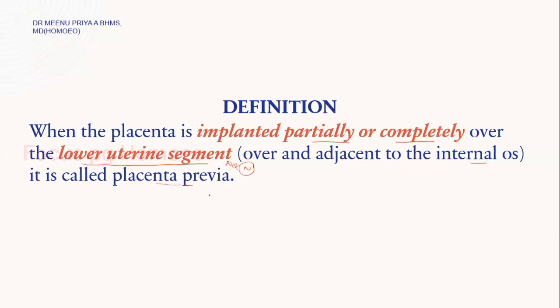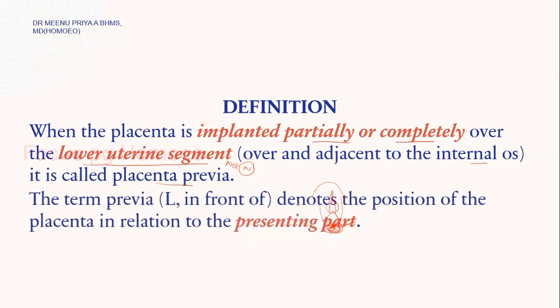Now, why is it called placenta previa? Because of its relationship with the presenting part. Once the fetus is lying, if the head is here and the placenta is here, you will get to know that it is a problem, because the descent and expulsion of the fetus becomes difficult. That is why it is called placenta previa, that means previous to the presenting part of the fetus. The term previa denotes the position of the placenta in relation to the presenting part.